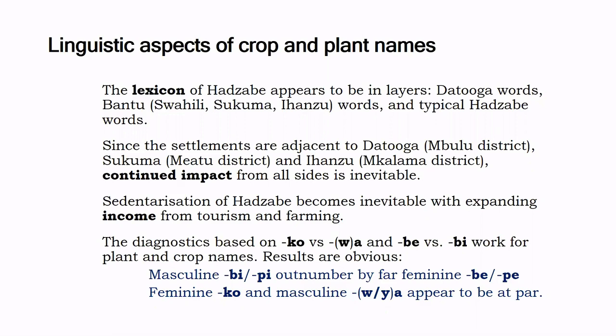Say the Western Hadza are in contact with the Sukuma, which is Bantu. In Mkalama, they are in contact with Ihanzu. In Mbulu, the Klikanebe and Sponganebe are in contact with Iraqw and Datoga, and all these languages bring in different names.